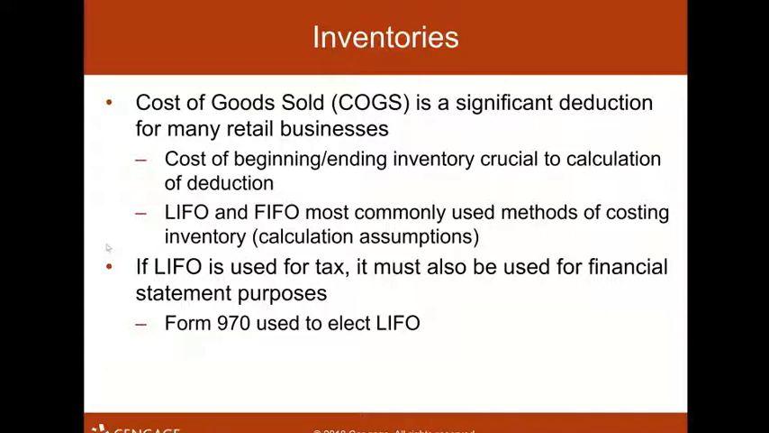If LIFO is used for tax, it must also be used for financial purposes. This is a condition from the tax authorities. So if the company chooses to use LIFO for tax, it should also be used when the company prepares its financial statements. Form 970 is used to elect LIFO. So when the company chooses to use LIFO, they have to inform the tax authority using Form 970. Okay.